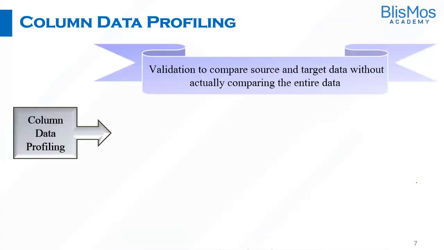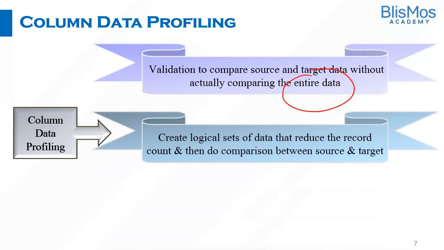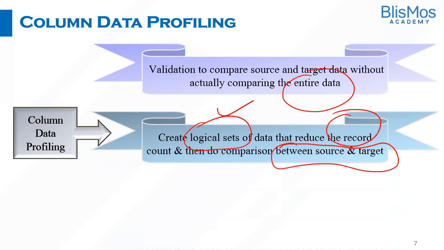What do we do as a part of column data profiling? Instead of comparing the entire data, we'll categorize the data based on logical sets. We'll create the logical sets of the data and reduce the number of records, then do the comparison between the source and target. Essentially, you are applying a kind of filter or grouping to reduce the number of records to do the comparison. That way, you are validating the movement of the data with fewer records.